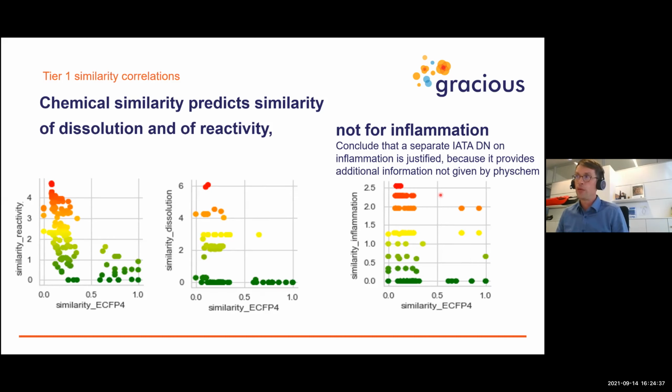That's not so easy for inflammation. There are many more dots here where a certain similarity in the chemical structural analysis still allows for differences in the information. So that only means that our IATA works, because if everything was predictable by chemical similarity, we wouldn't need an IATA. So it makes sense to have that separate decision node on inflammation, because it does provide an additional information that we don't have by PhysChem alone.